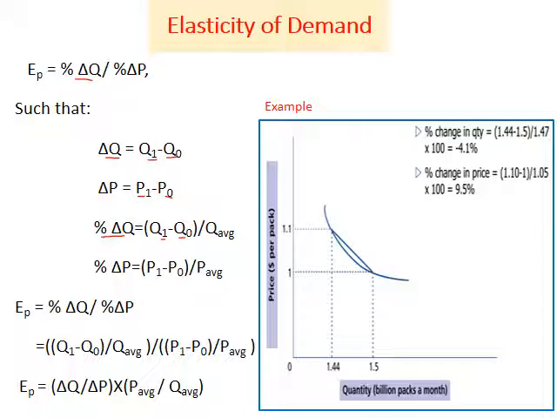And when we replace this with the percentage change in quantity, and this with the percentage change in price, we can get elasticity of demand equals change in quantity divided by change in price times P average divided by Q average.